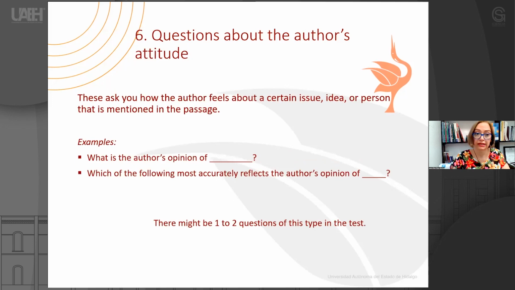Questions about the author's attitude. They ask you how the author feels about a certain issue, idea, or person that is mentioned in the passage. For example, what is the author's opinion of A? Which of the following most accurately reflects the author's opinion of B? You can find 1 to 2 questions of this type in the test.